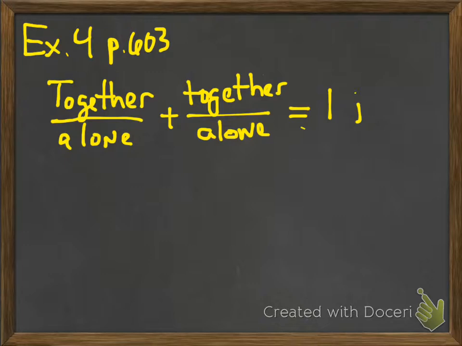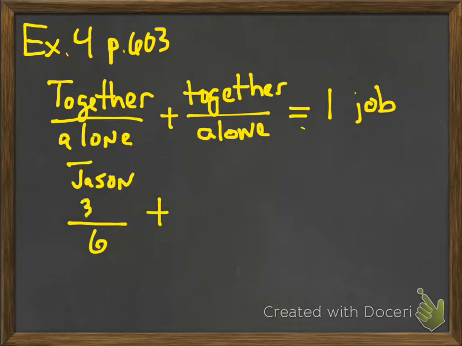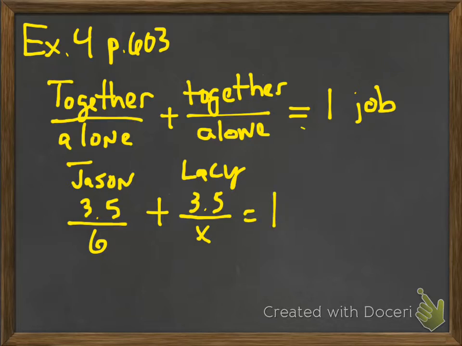So if you look at this, Jason can do the job in 6 hours. Together, it says that they can do it in 3.5 hours. So I'm going to put 3.5 for both of them on the numerators. I don't know how long it takes Lacey to do it by herself, because that's what the question is asking, is equal to 1. So then we do our least common denominator, which is 6x, and basically we're going to almost kind of cross multiply.